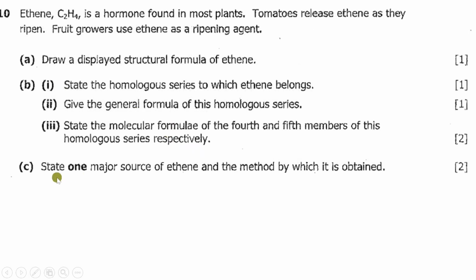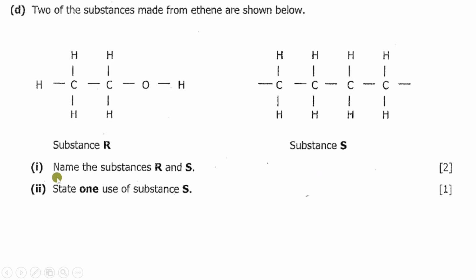We are done. We come to D. Two of the substances made from ethene are shown below. So this substance can be made from ethene, and this can be made from ethene: substance R and substance S. They're saying, name the substances R and S.